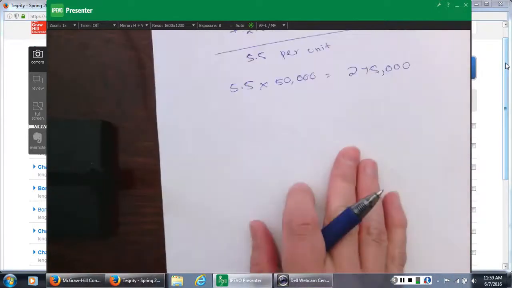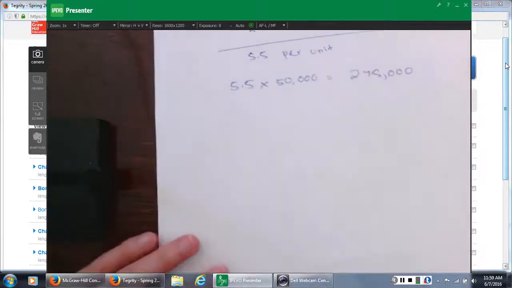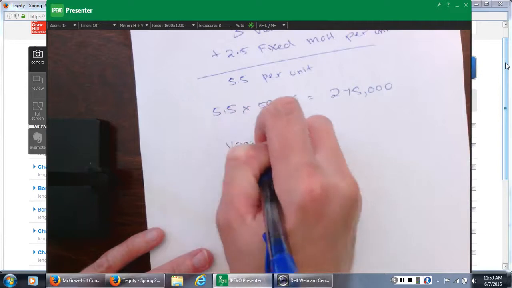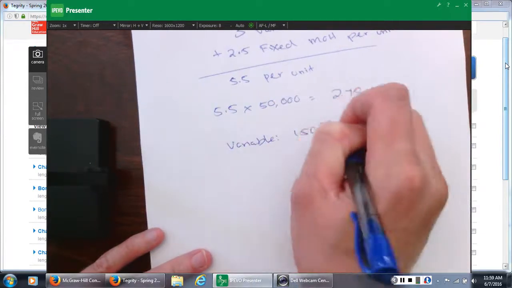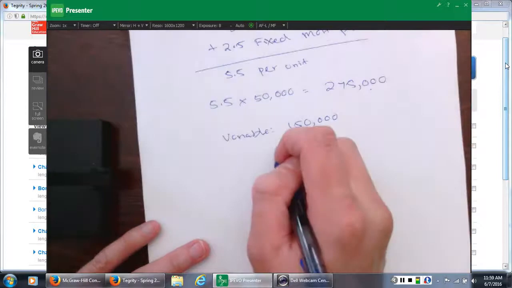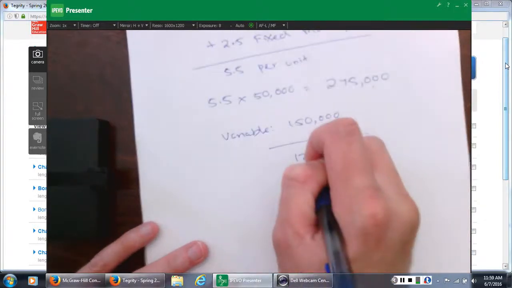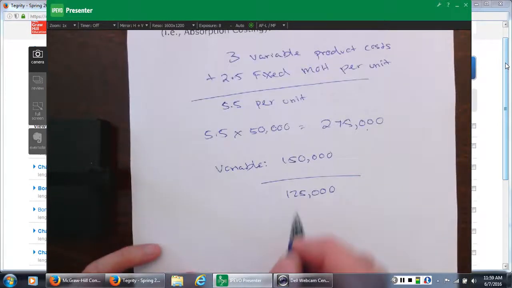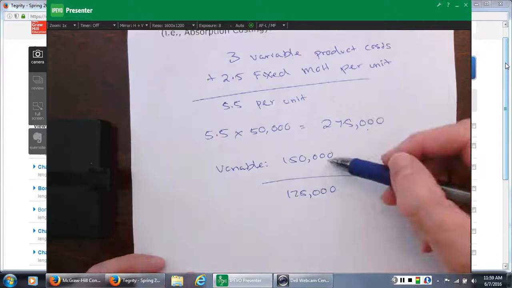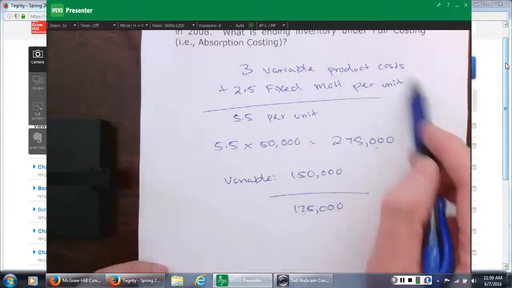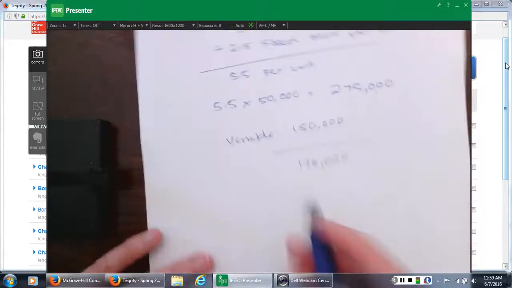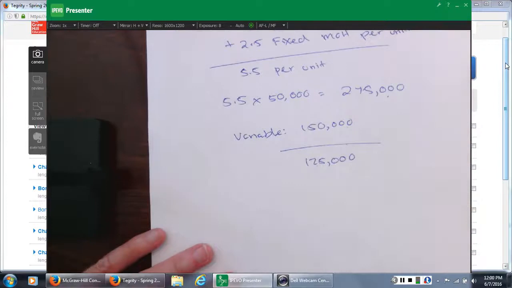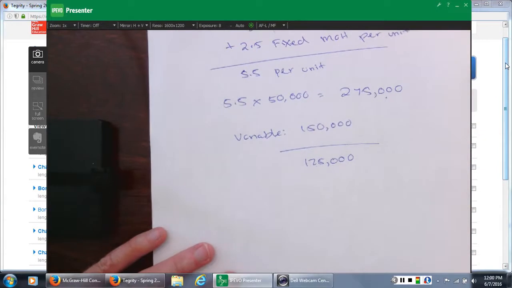So now, remember the value of ending inventory under variable costing was 150. Under full, it's 275. You subtract the two, and the difference is 125. So let's see if we can reconcile this. How did we get to this 125? Well, we see how we got that, we subtracted it, but let's see if we can reconcile it with respect to the fixed overhead per unit. Remember, the difference between the two net incomes is the amount of fixed overhead attached to those units in inventory.